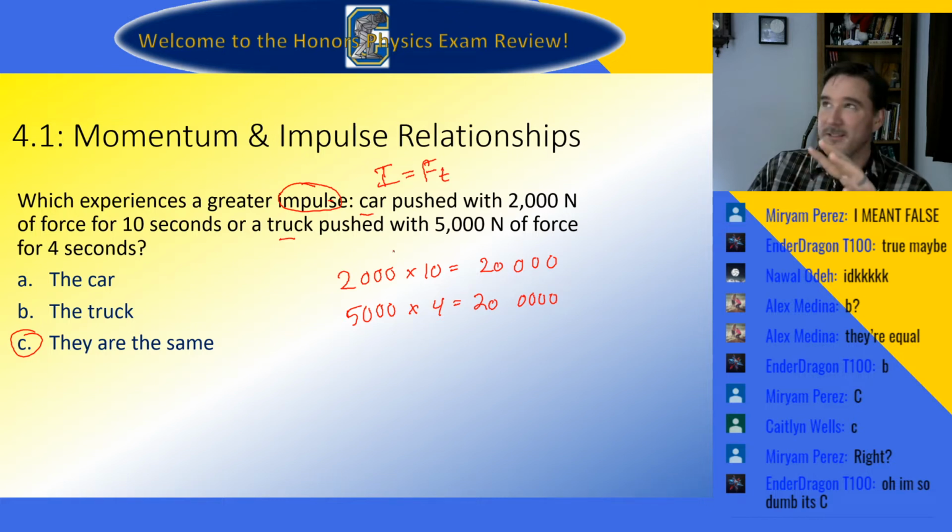Don't necessarily go off your gut instinct on some of this stuff. That's what physics is all about. It's taking situations where it's like, oh, clearly it's going to be this thing. It's like, well, hang on. Let's look at the numbers. So that's what's going on here. Since we get 20,000 for each, yeah, they're the same. So just check out the numbers. Don't necessarily go by, oh, it's a big old truck or it's a little old car.